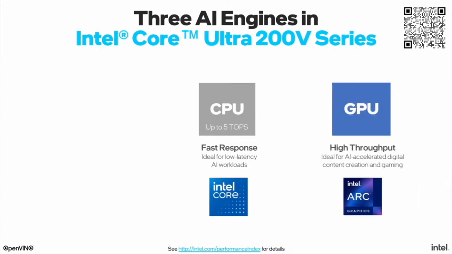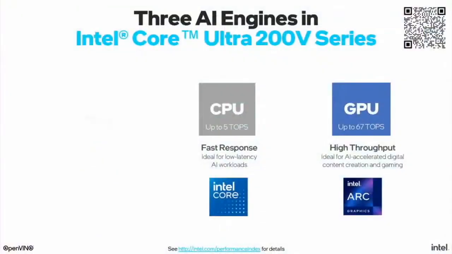But of course, we have other AI engines, and the next one is the GPU, the graphics processing unit. It's obviously, first of all, for graphics workloads, but it also works very well for AI workloads, especially AI workloads which require high throughput, especially for Gen AI models. And in the new generation of the processor, we deliver up to 67 TOPS on the GPU. I am talking about the integrated GPU, which is on the chip, on the processor as well.